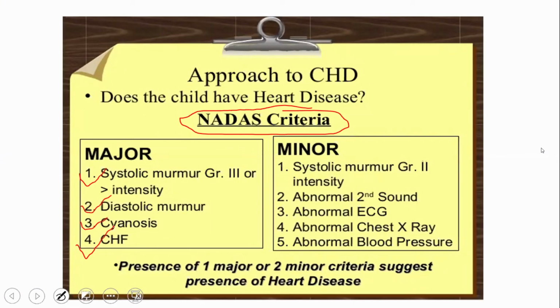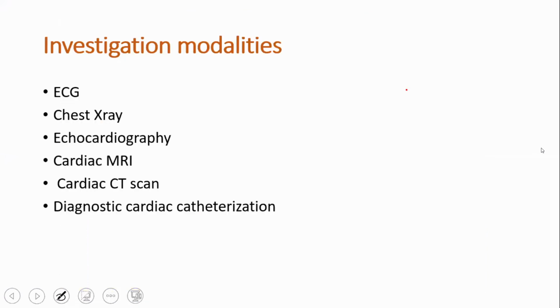One major criteria or two minor criteria, you need to work up for congenital heart disease. If there is 1 major criteria present, then you need to go for a workup for congenital heart disease. You need a detailed workup with echocardiography, cardiac catheterization, whatever. So this is NADA's criteria. This is very important to diagnose congenital heart disease in a child.